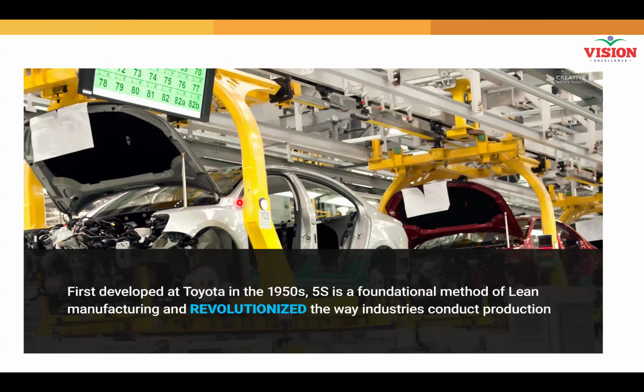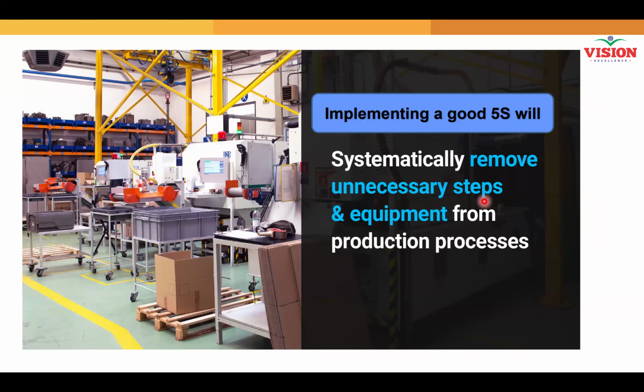It was first developed at Toyota in 1950. And of course, it's a foundational method for lean manufacturing. Implementing a good 5S will systematically remove unnecessary items, equipment, and even unnecessary steps within your process. So 5S is certainly applicable in all industries, and wherever any physical resource exists, definitely you will be able to connect.